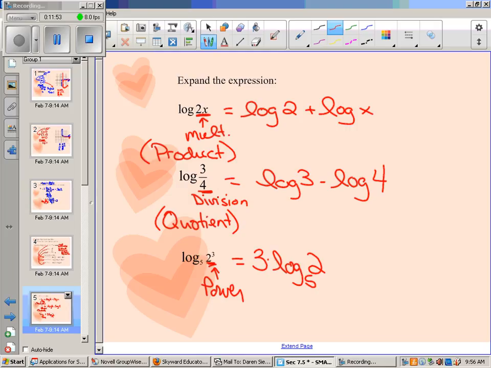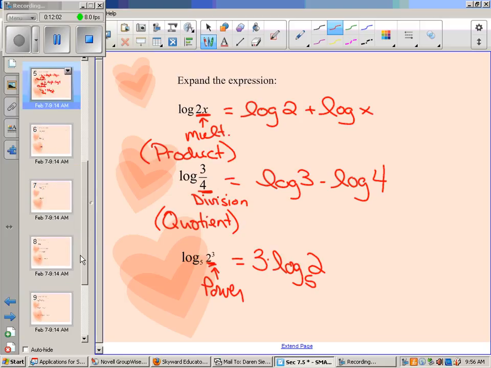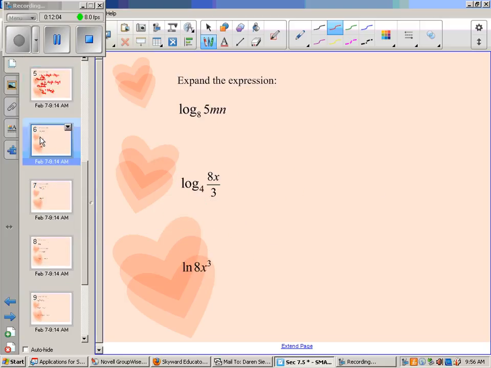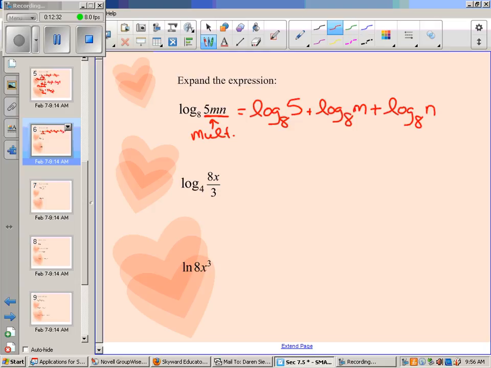Okay, so then those were simple examples. One thing happened in each one. But we can expand when multiple things happen. For instance, log base 8 of 5mn. What's happening in the of part? Okay, so if we're multiplying, what are we going to do to the logarithms? Add them. So we're going to have log base 8 of 5 plus log base 8 of m. Perfect. Plus log base 8 of n.